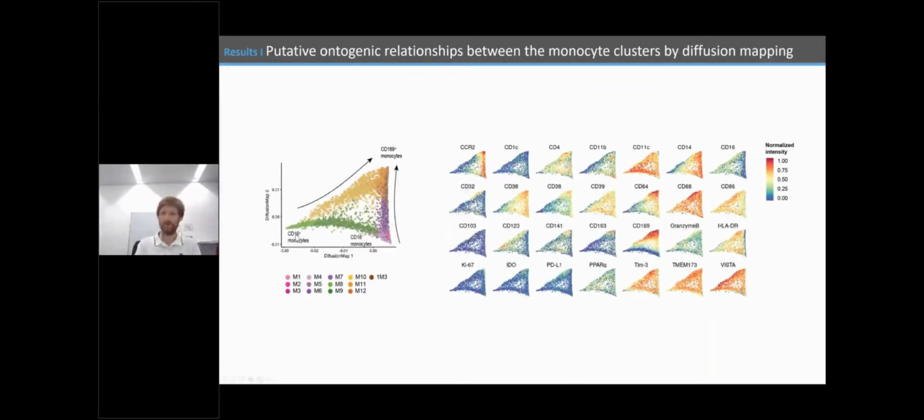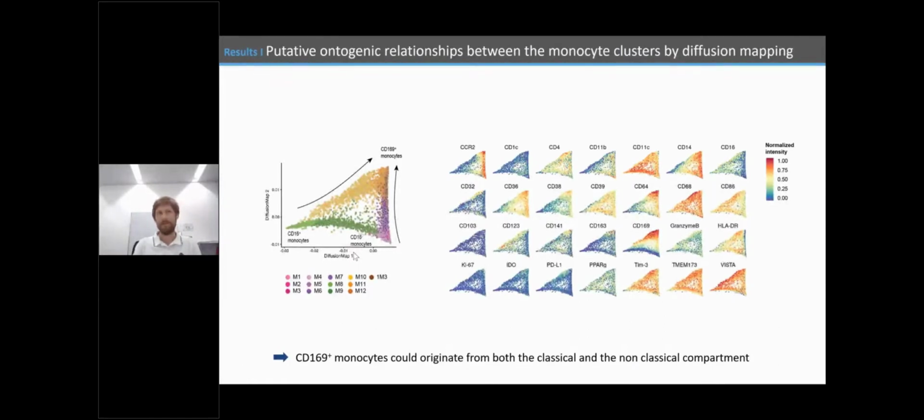from those non-classical monocytes. And in HIV, it actually had already been described that the CD169 positive monocytes can be found both on CD16 positive and CD16 negative monocytes. So clearly they could be from the classical and the non-classical compartment.